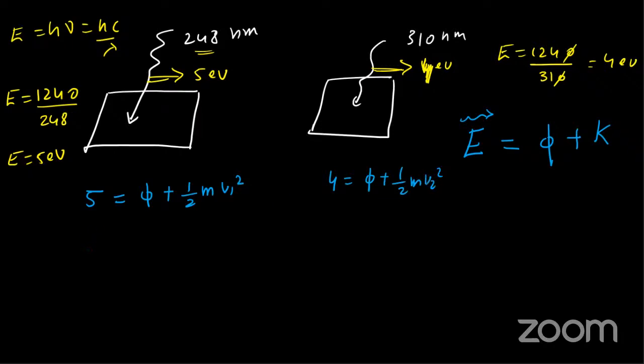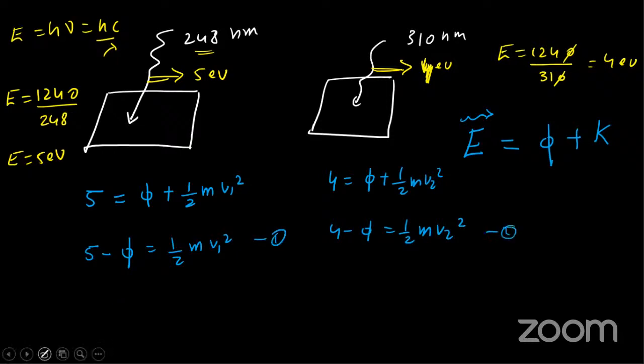Let me rewrite this equation as phi minus phi is equal to half m v1 square, and let me write this as 4 minus phi is equal to half m v2 square. Divide equation number 1 by equation number 2. So let us do that here.